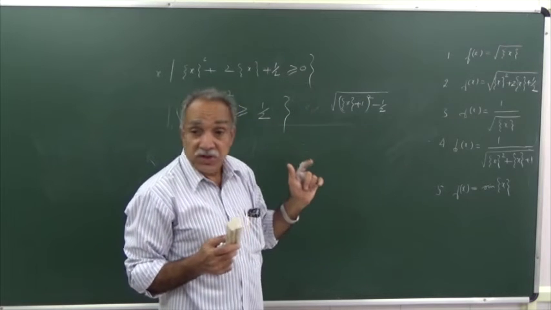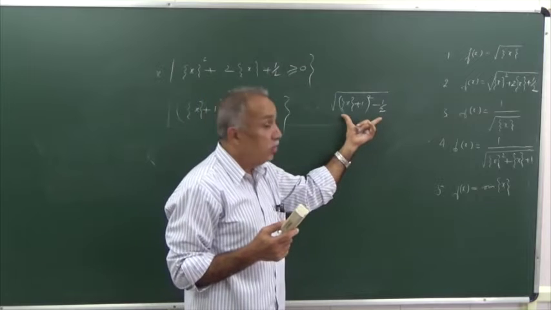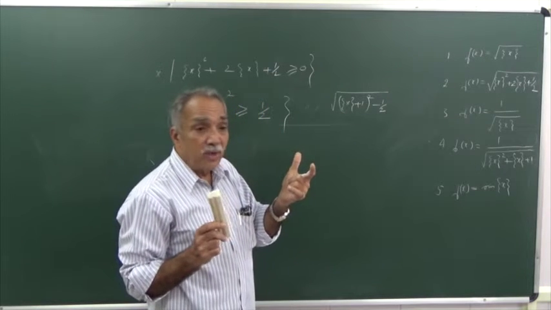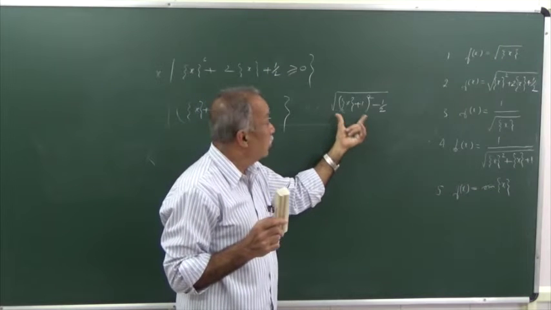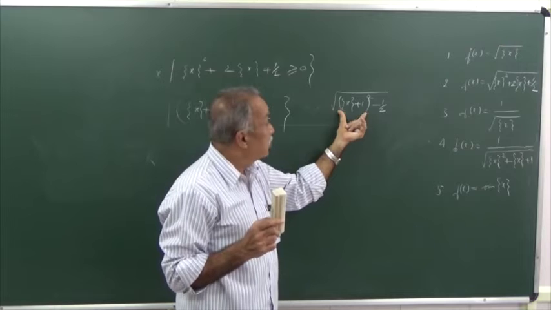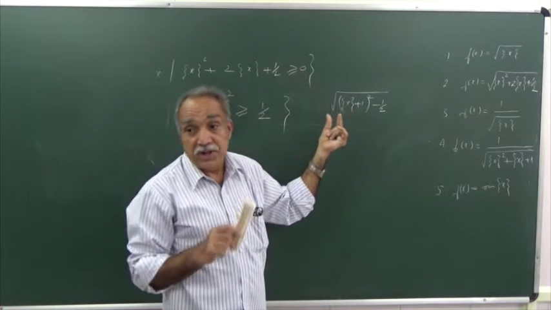What about the end points? They are covered or not? Can this be equal to 1 by root 2? To get this 1 by root 2, I need this to be 1. Can this be equal to 1? To get this 1, this must be 0. Can this be equal to 0? Yes. Left hand point included.